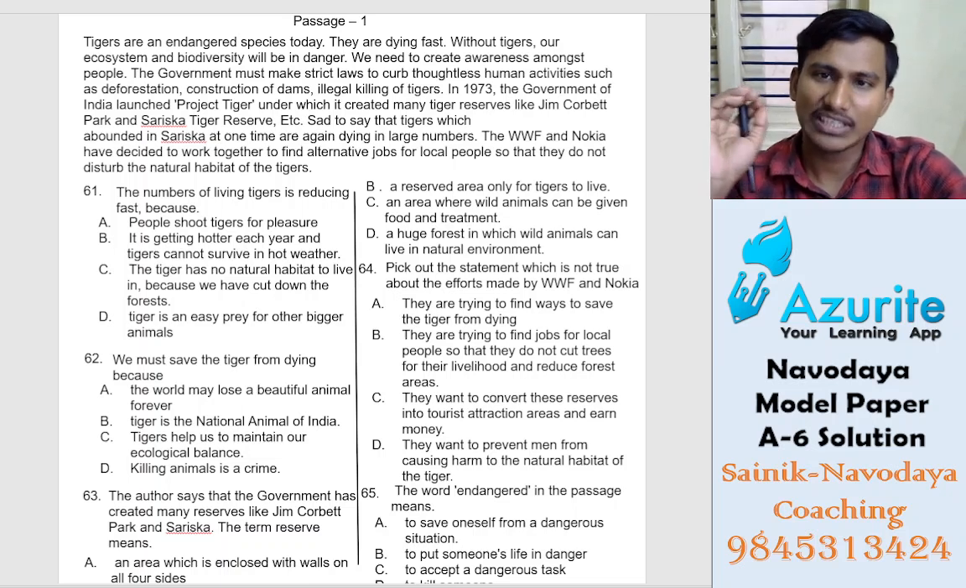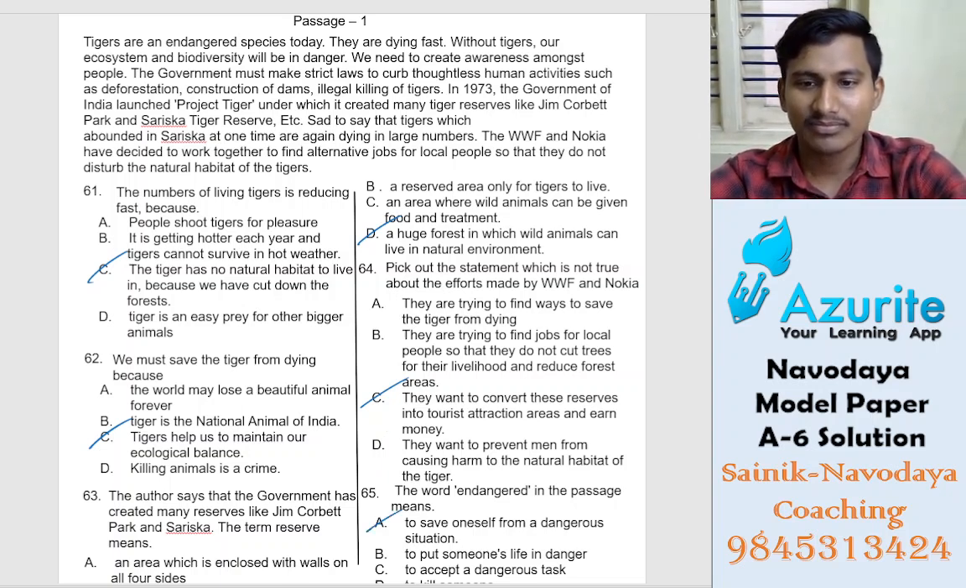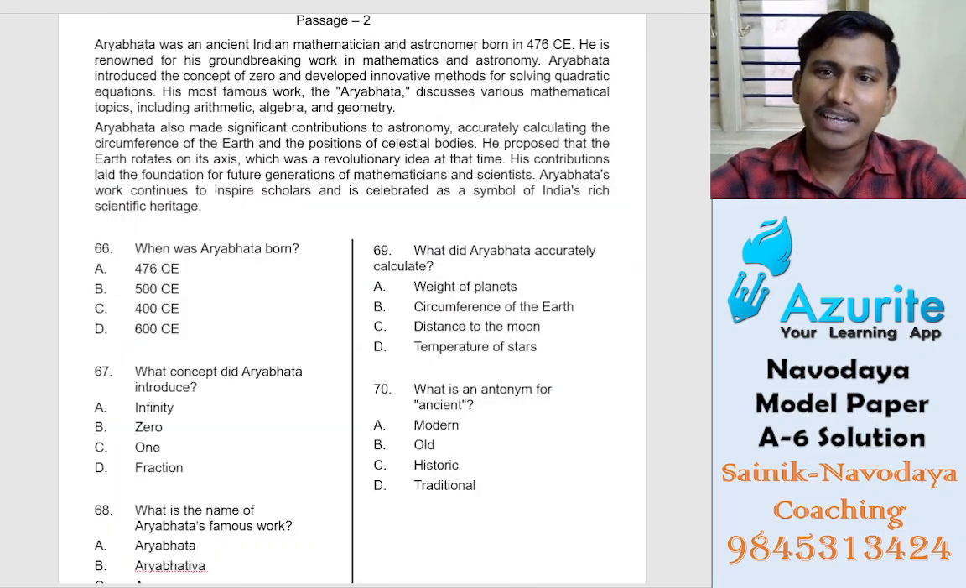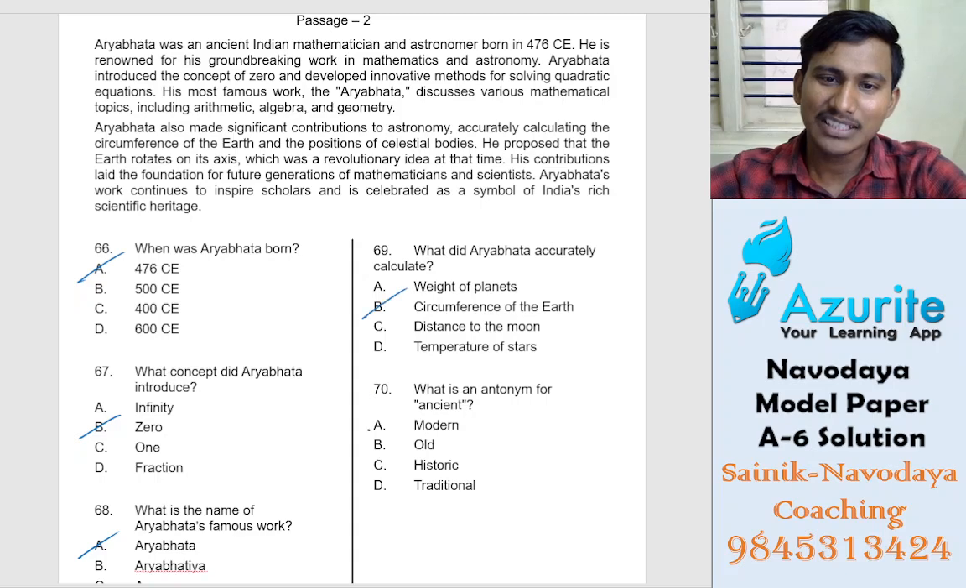Now mark the answers for English, or directly mark. This is passage 1. So answers are C, C, D, C, A. Okay, these are the answers. So see here, passage 2 answers. What are the passage 2 answers now? Here A, B, A, B, A, right?